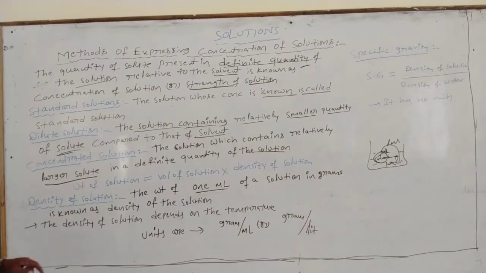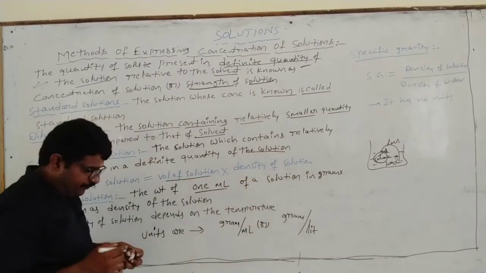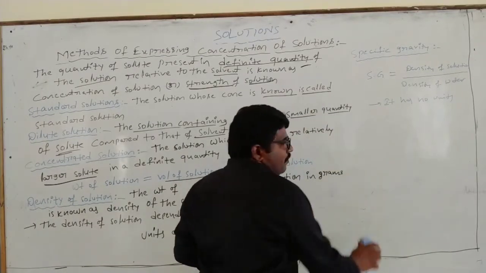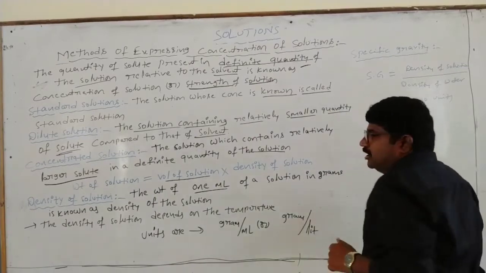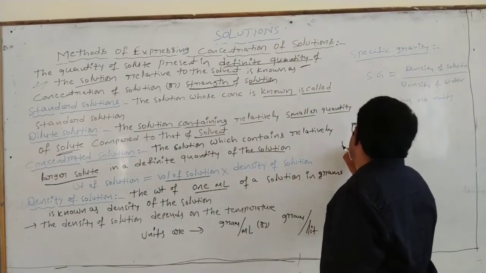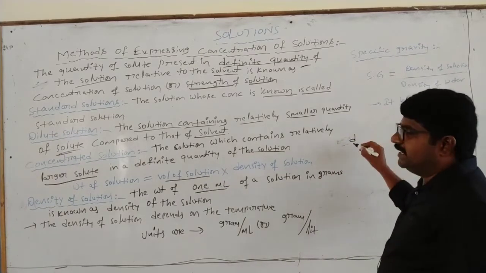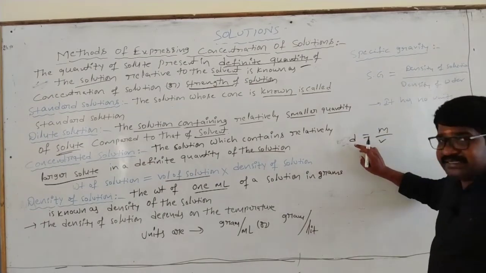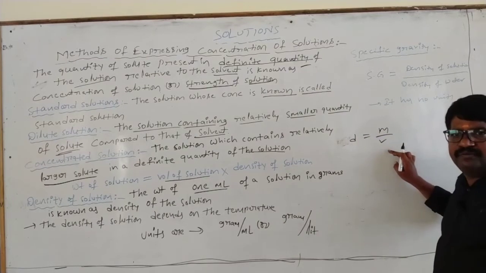Now the weight of the solution. If you want to calculate the weight of the solution, what is the formula? Here we have volume of the solution and density of the solution. You know the density formula very well. Density of solution is mass of the solution upon volume of the solution. So density is equal to mass by volume.